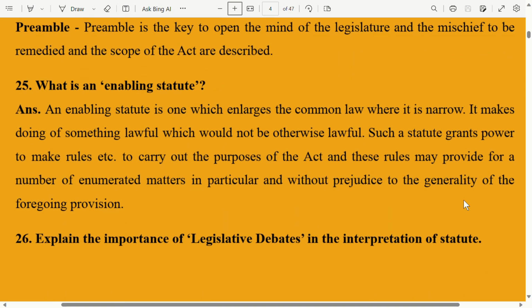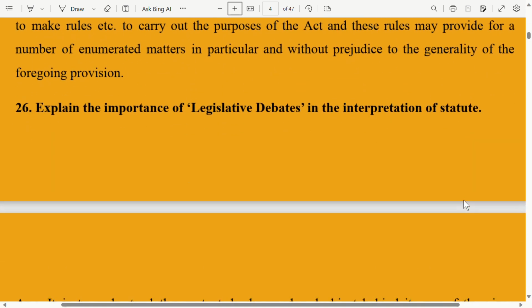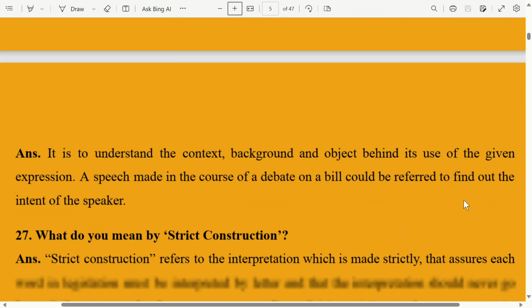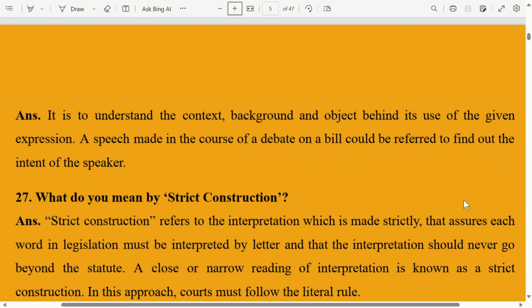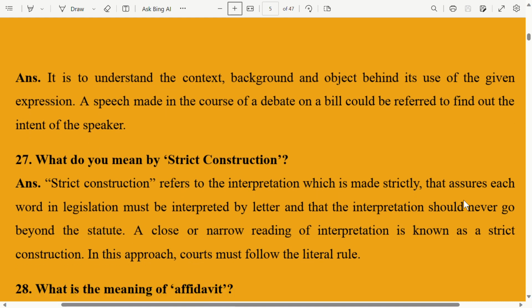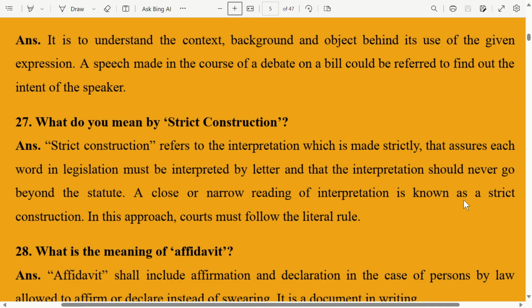Explain the importance of legislative debates in the interpretation of statutes. It is to understand the context, background, and object behind its use of the given expression. A speech made in the course of a debate on a bill could be referred to find out the intent of the speaker. Explain what you mean by strict construction.